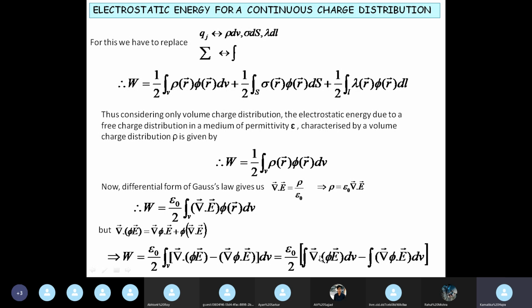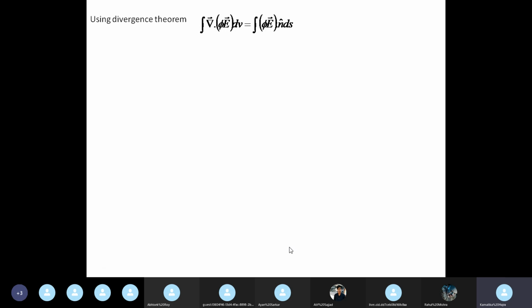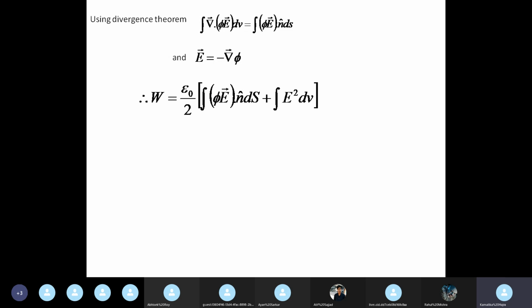Then again, this is divergence of phi E. So if you apply Gauss's divergence theorem, integration divergence of phi E dv is nothing but integration phi E dot n cap ds, where S is the surface of the enclosed volume V. And we also recall that E is equal to minus grad phi. So finally, in the expression, we have W equal to epsilon naught by 2 integration phi E dot n cap ds. And in the second term, instead of grad phi, I write E and I get integration E square dv.